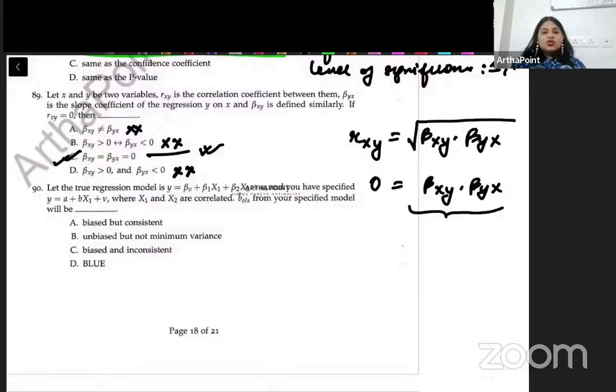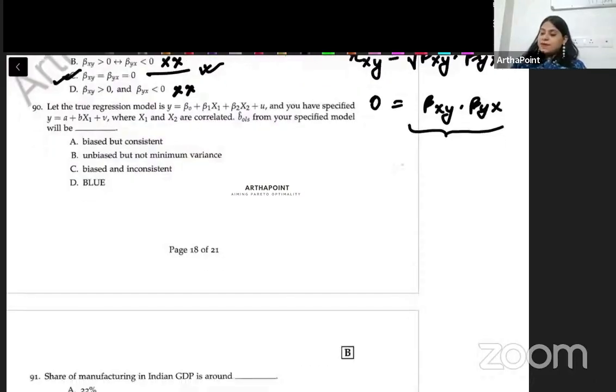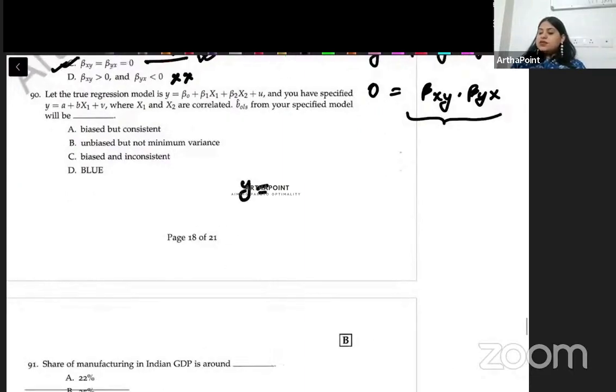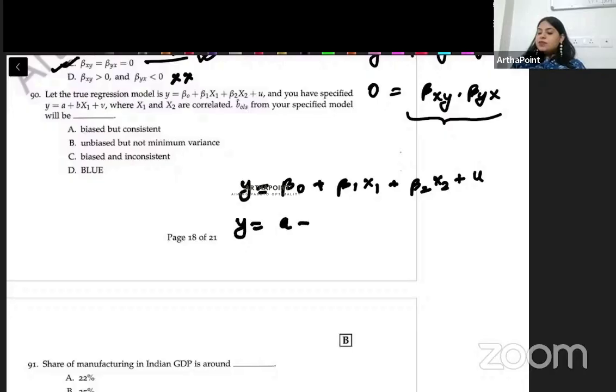Last one, beta. This is the last question for statistics and econometrics. It says, let the true regression model be Y is equal to beta naught plus beta 1 x1 plus beta 2 x2 plus u. And you have specified y is equal to a plus b x1 plus v, where x1 and x2 are correlated. So there is a problem of collinearity. Okay.